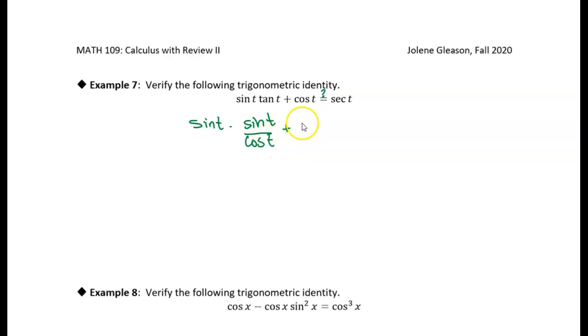Okay? And then we have plus cosine of t. And we're asking, is that equal to secant of t? Now, I can't really tell much here. Not yet. All right. Now, I know that I can combine this, sine of t times sine of t over cosine t. I can treat this like sine over 1, right? So multiply that, and I get sine squared of t over cosine of t. And then I'm adding to that the cosine of t.